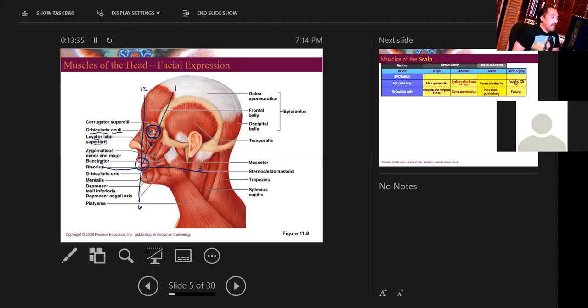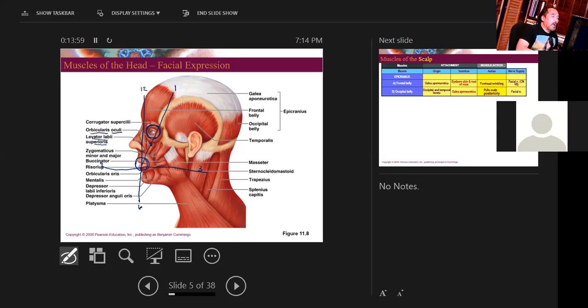Labii means lips, okay? It elevates the lips. Like if you want to smile or smirk a little bit, that is what the levator labii superioris does. Superioris means above. Why? Because later on, you're going to see one that is below, and we're going to call that inferioris, okay? So that's the first muscle at 1 o'clock, levator labii superioris.